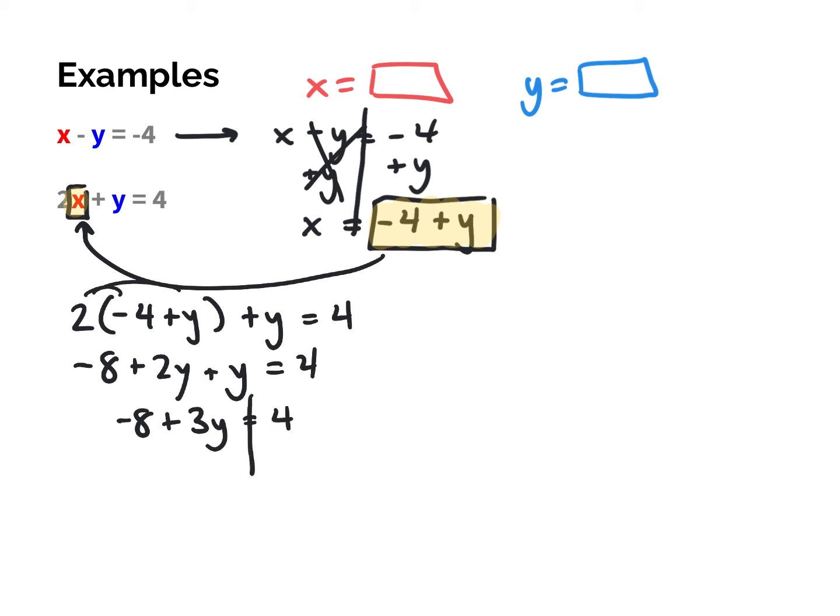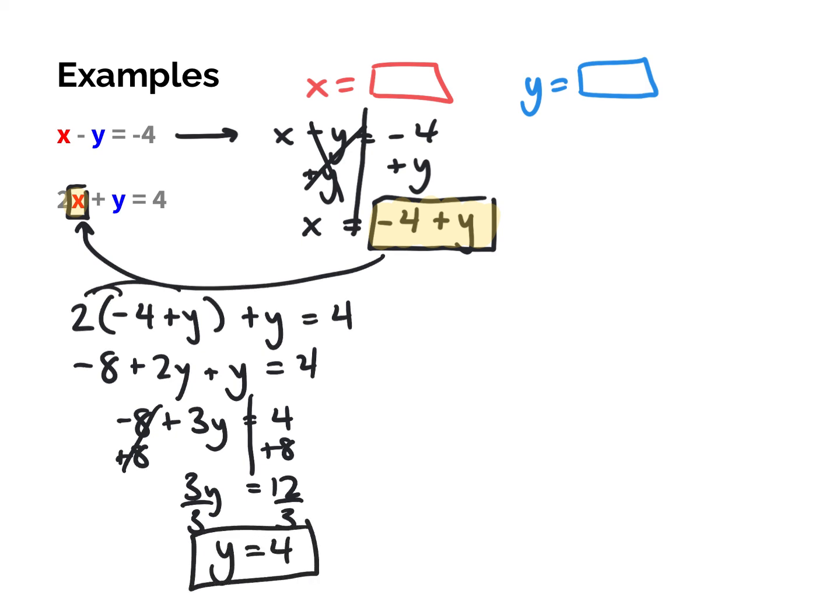And now I can do my inverse operation. Here I would add 8 to both sides, and I would get 3y equals 12. And lastly, divide both sides by 3, and now I get y equals 4. And there is my solution, at least right now, for y. Now, if I know what y is, guess what? I can now find what x is. Uh-oh. Where do I plug this into? Well, I can plug this in anywhere where I see y.